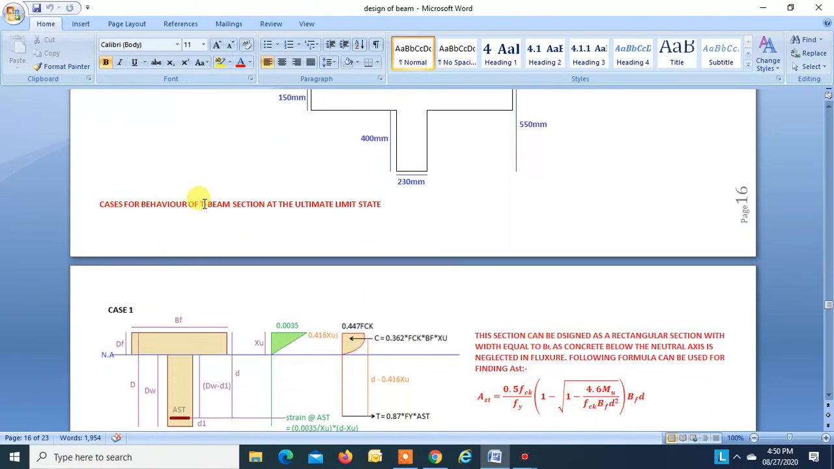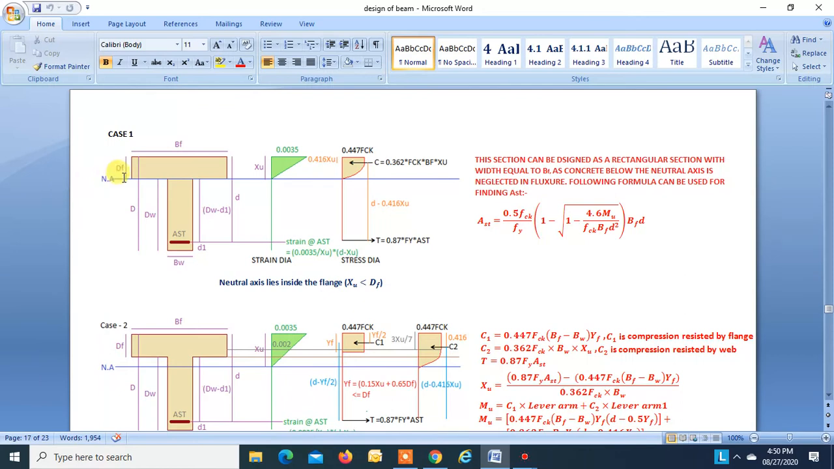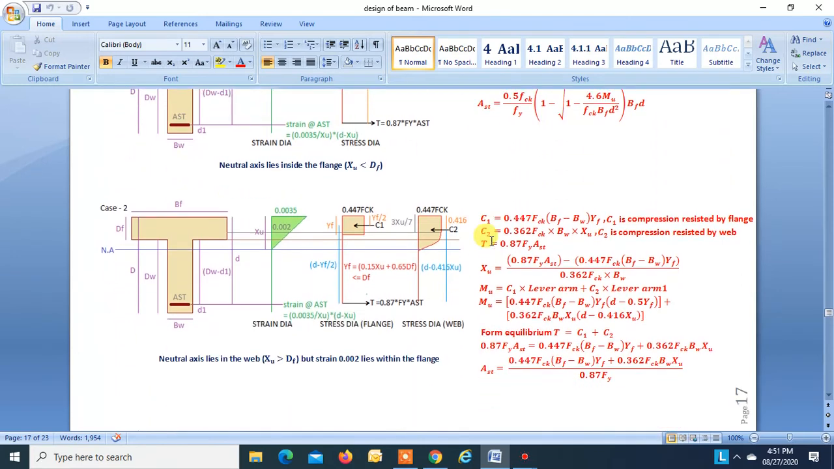So there are cases for behavior of T-beam section at the ultimate limit state. You can have three cases. One, the neutral axis falls in the flange. As we neglect concrete in tensile zone, it will become a rectangular section, and we can find AST using this formula. Second case, the neutral axis falls in the web, but the strain point 0.002 falls in the flange, that is, the depth of the flange is greater than 3x/7.